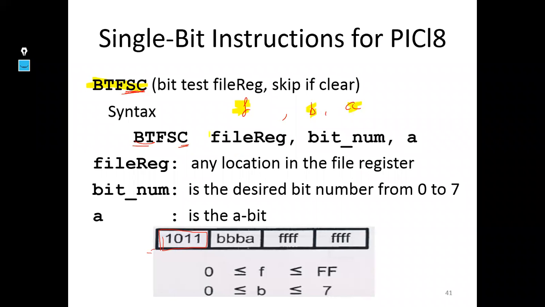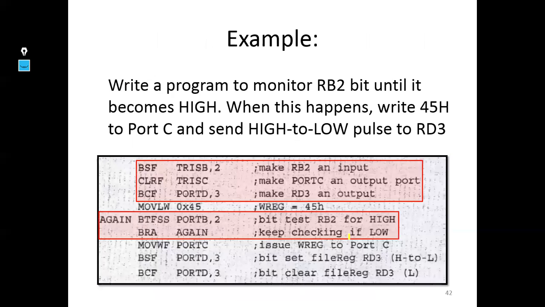Okay, so the binary code will be 1011. So this is the opcode of the instruction. Then we have 3 bits to write the A, 3 bits to write the value of the bit, 1 bit for writing the A, and 8 bits for writing the F. Now let's see an example.